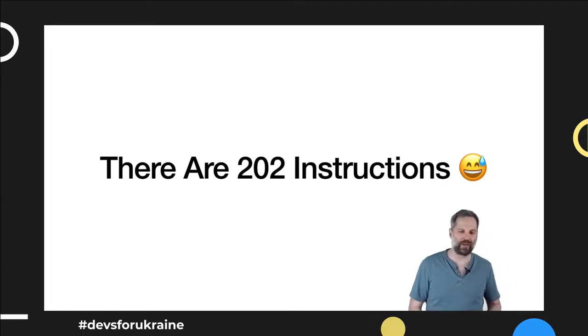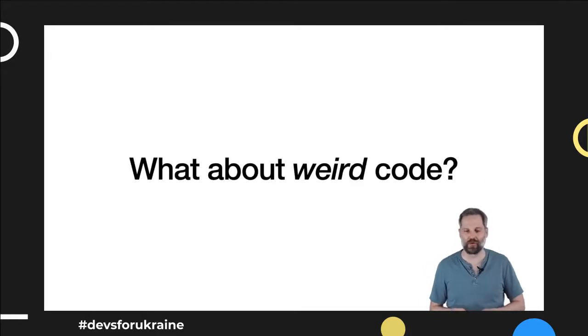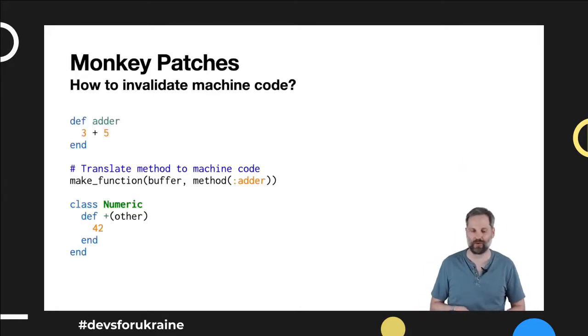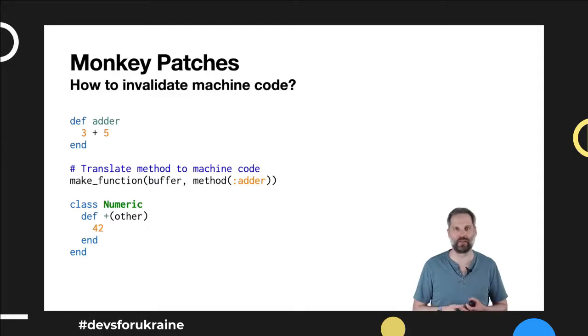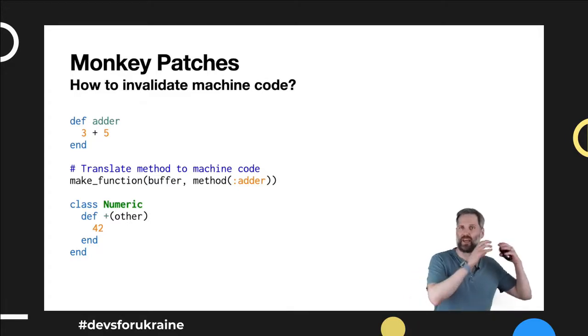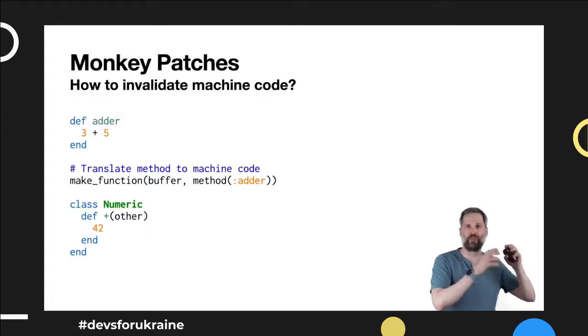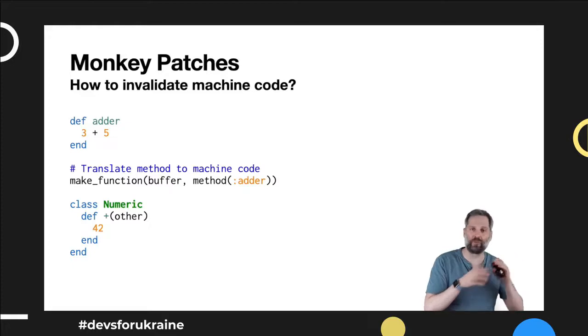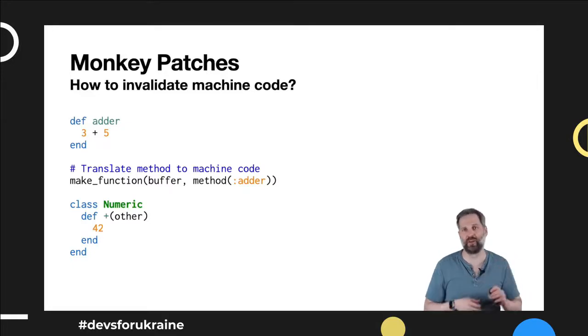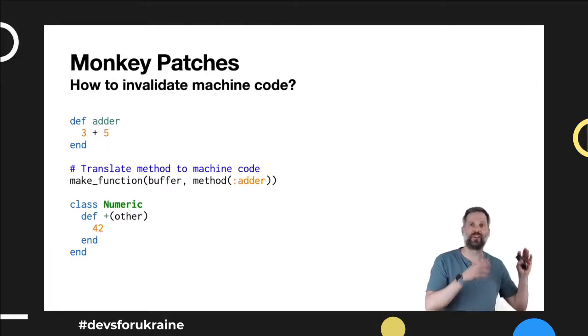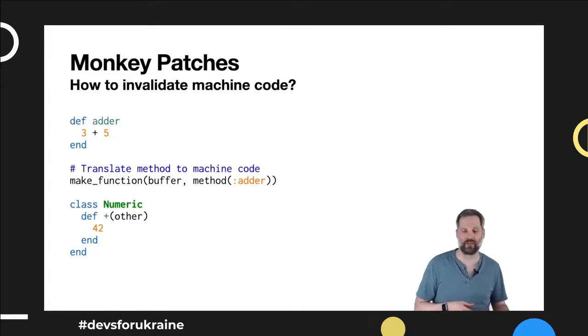But I think a more difficult thing is, what about weird code? So let's take some weird code. For example, let's say we have an adder function like this. We say, hey, we're going to do a 3 plus 5, and we're going to convert that into machine code. And after we've converted it into machine code, somebody monkey patches plus. Now we have to say, hey, machine code, I need you to be invalidated. How do we deal with this?